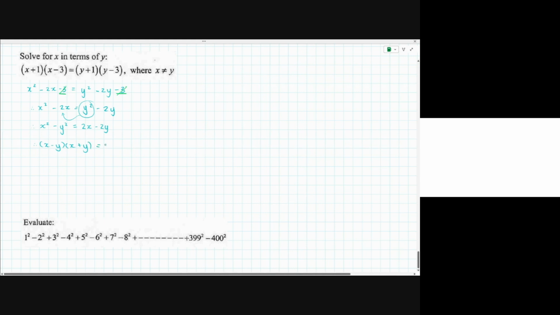And on the right-hand side, I can factorize out a 2, x minus y. So now this is great because now what I can do is divide both sides by the common bracket, and I can get rid of that. So x minus y divided by x minus y, and so we get rid of one of the x's that we didn't really want. And so now we've got x minus y.